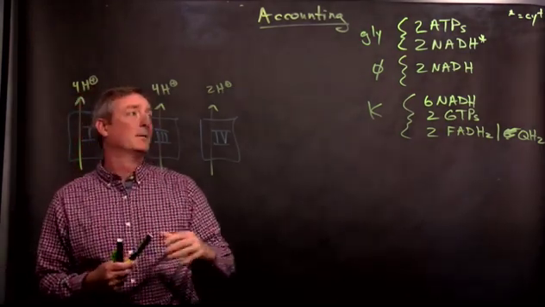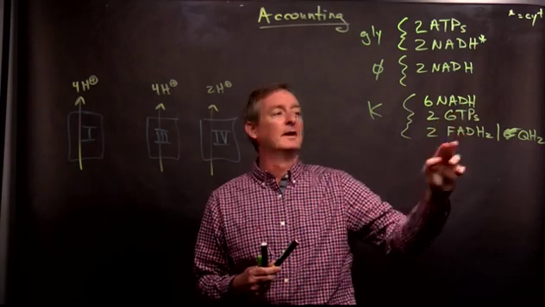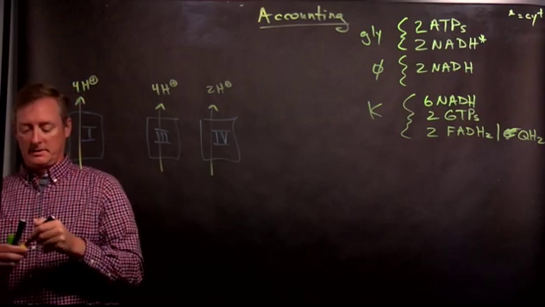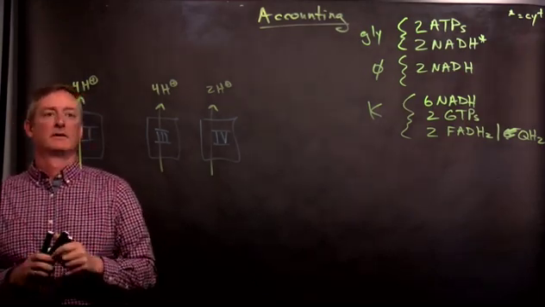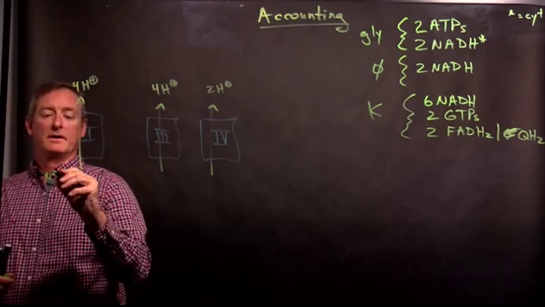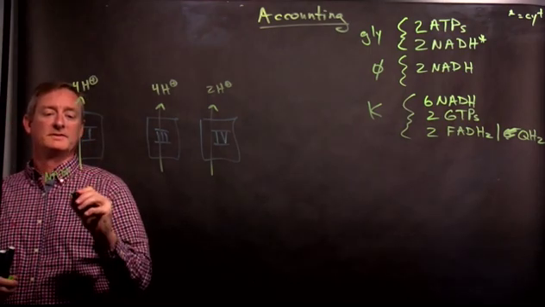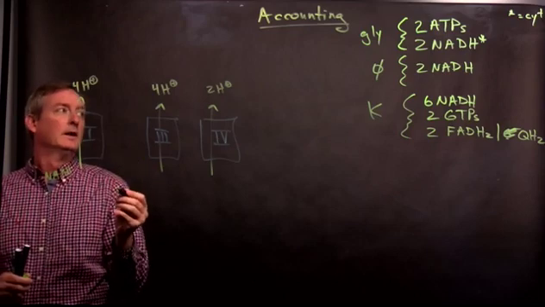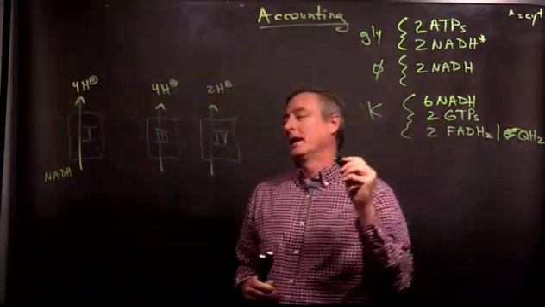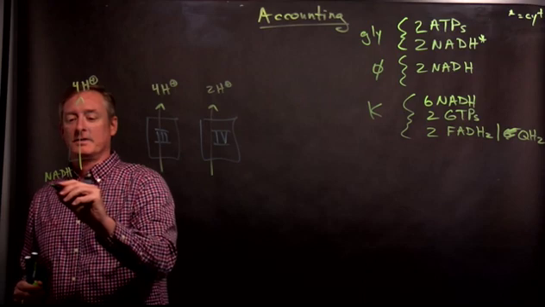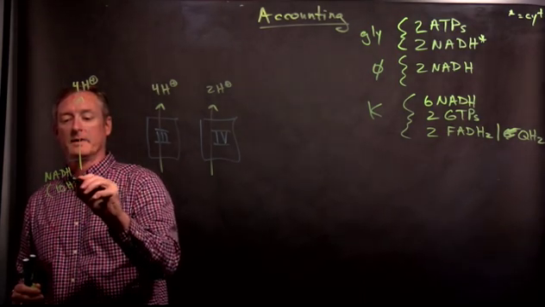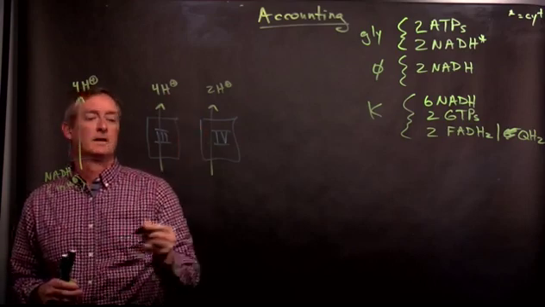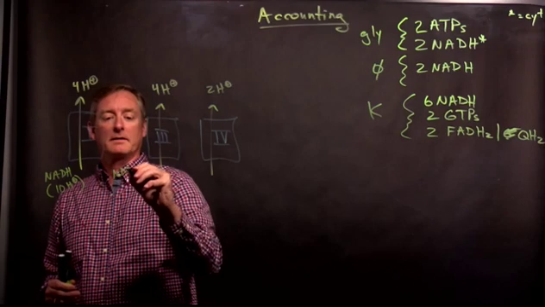Okay, so where are these reduced cofactors entering into the electron transport chain? Well, let's do a different color here. All of our mitochondrial NADHs start by dumping those 2 electrons on complex 1. So for each of these NADHs, we can think of them as pumping a total of 10 protons across. 4, 4, 2.